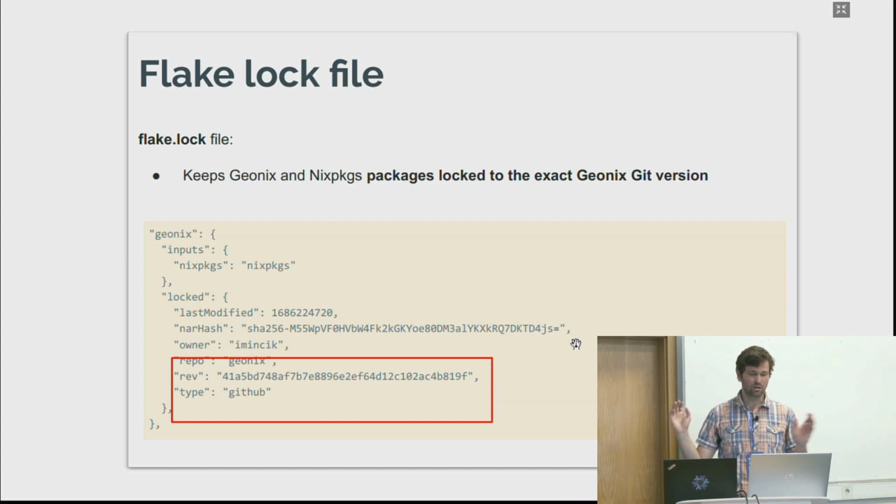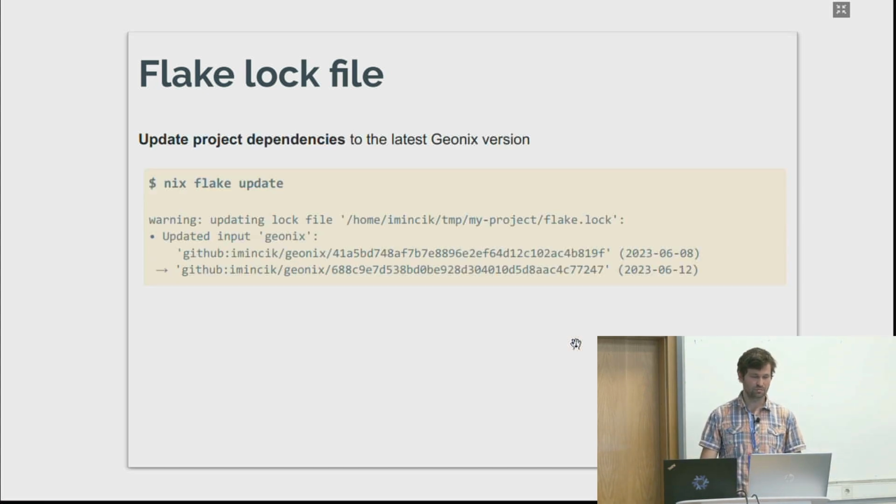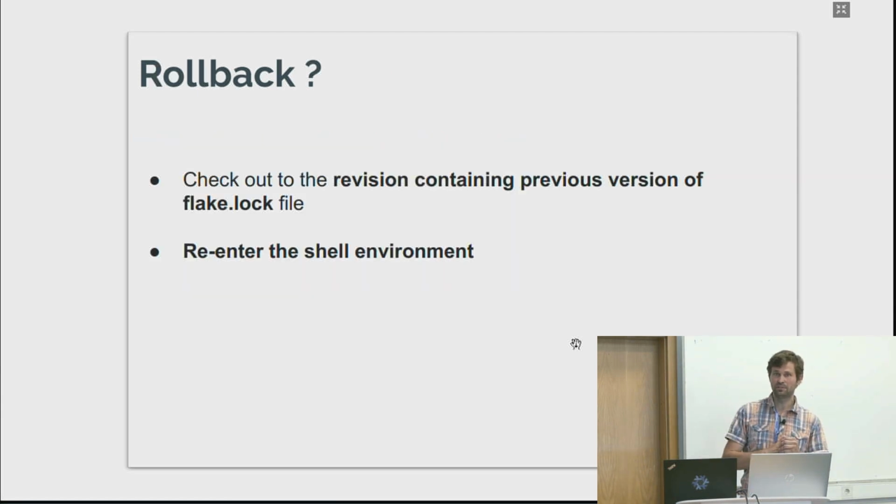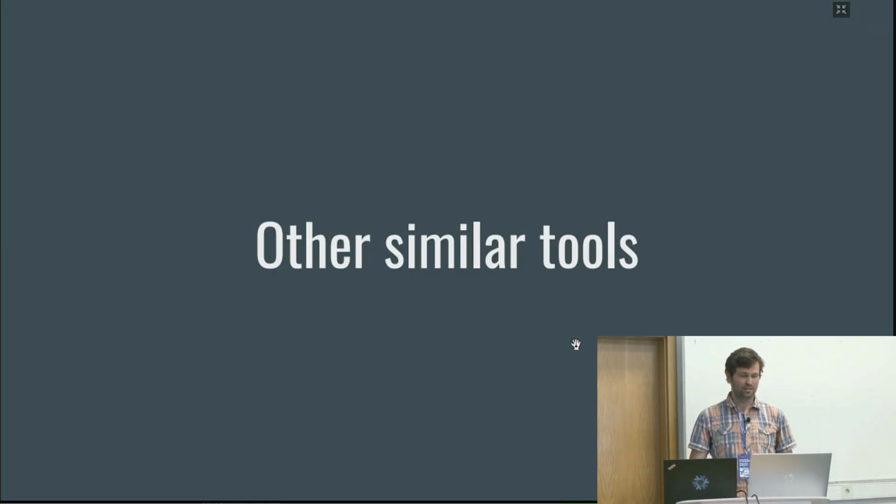There's a way to lock packages to a certain version, to update them, and to roll back to a previous version. You can compare different commits using different dependencies and find if they break something.